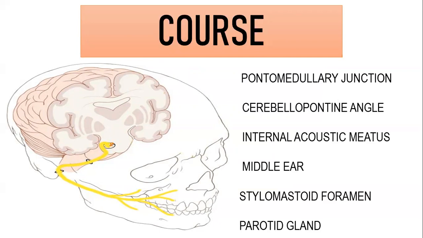When you study a nerve's course, you should first have an idea of the landmarks you are going to remember, the ones the nerve crosses. First is the pontomedullary junction. Second is the cerebellopontine angle. Third is the internal acoustic meatus. Next is the middle ear. Next is the stylomastoid foramen. Finally, the parotid gland.